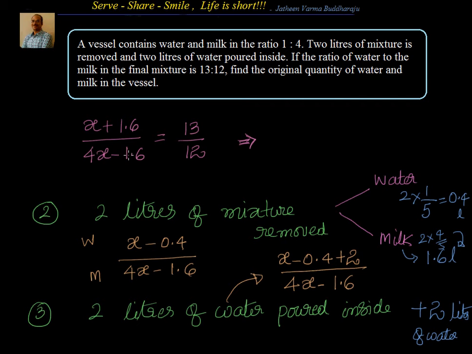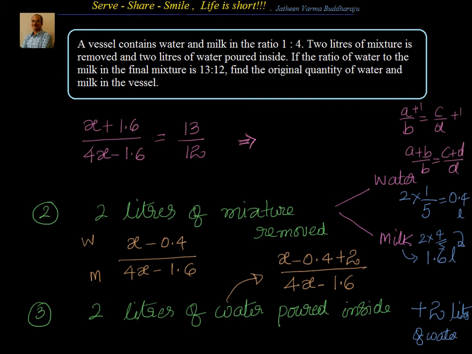If I do componendo, what's the meaning of that? If it is a by b equal to c by d, then componendo says (a + b) by b equal to (c + d) by d, because you are adding 1 on both sides: a by b plus 1, c by d plus 1. That is componendo. So what does this become now?